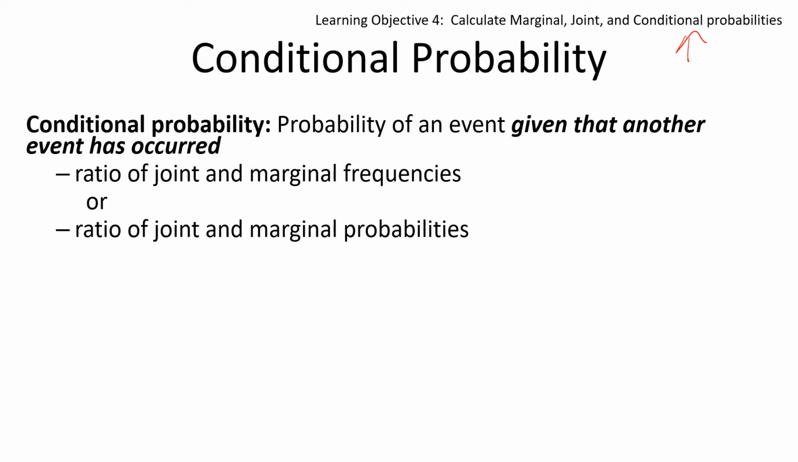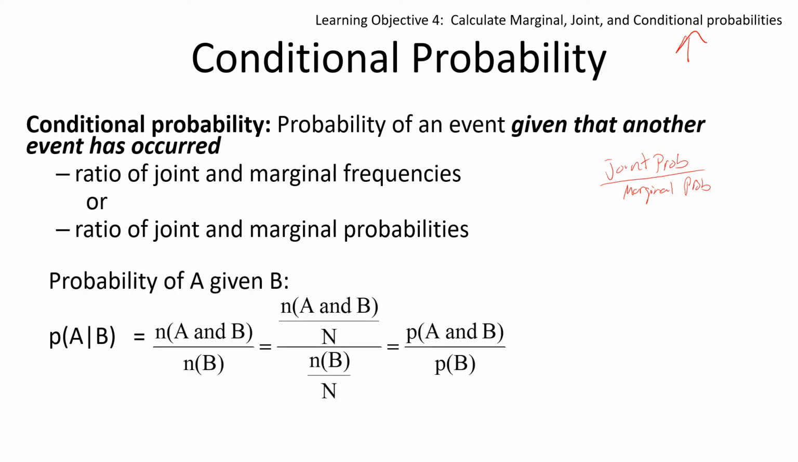But we are going to take a ratio of joint probability over marginal probability. And you can do the same for frequencies. But let's look at that. So this is how it's going to be written. This is the way you're going to say it. And the way we would say this is the probability of A given B.